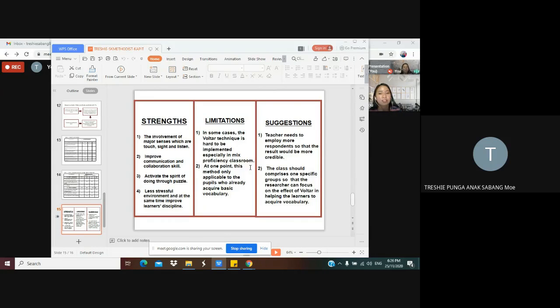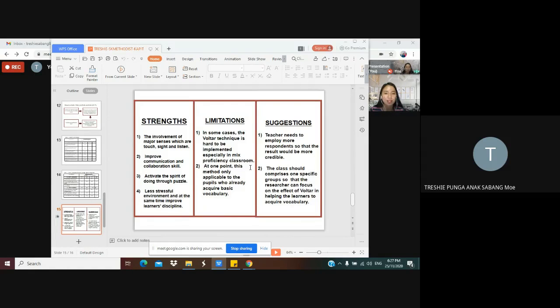And it activates the spirit of doing the puzzle. Well, that's what makes the children very competitive. When we put the element of competition in our lesson, they were eager to learn. That's the thing. And a less stressful environment at the same time improves learners' discipline. Why must I say so? Because they know what they are doing. They're in the classroom, and therefore they are not doing anything wrong. They are not talking nonsense or disturbing their friends. No, they are focusing on the lesson itself, which is very good.